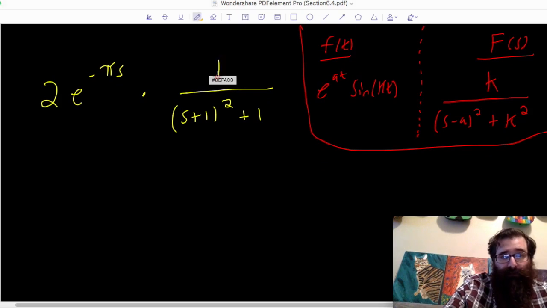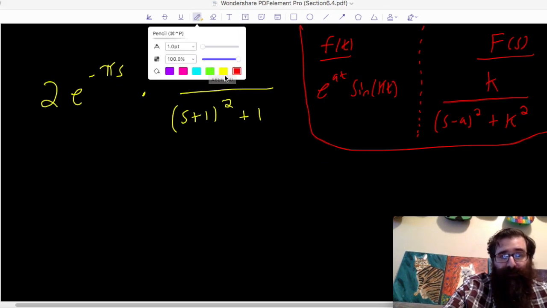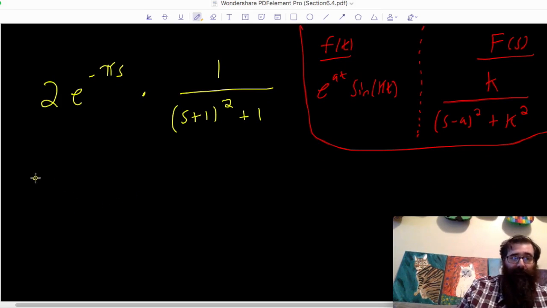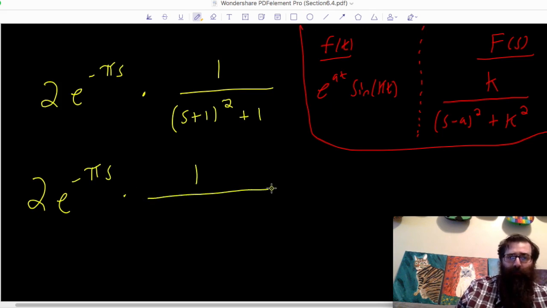So, okay, looks pretty similar, in fact. We might just do a little bit of manipulating. So I've got 2 e to the minus pi s times 1 over, instead of s plus 1, I could say s minus negative 1 squared, plus 1, or I could think of 1 as 1 squared.